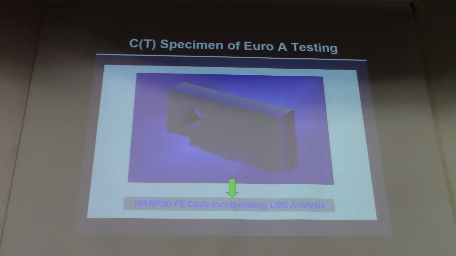One of the key ingredients of the local approach is to have a very detailed finite element modeling. So this is the finite element model, nonlinear analysis, for the CT specimen of the Euro material here, using the WARP3D finite element code that was developed by Professor Bob Dodds at the University of Illinois. It's an open source code. You can go to the internet and download it. It's a very fast code. Not as complete as Abaqus, but I can tell you it's much faster than Abaqus.